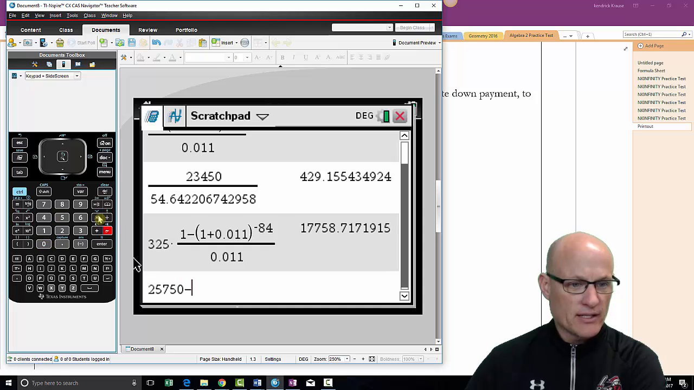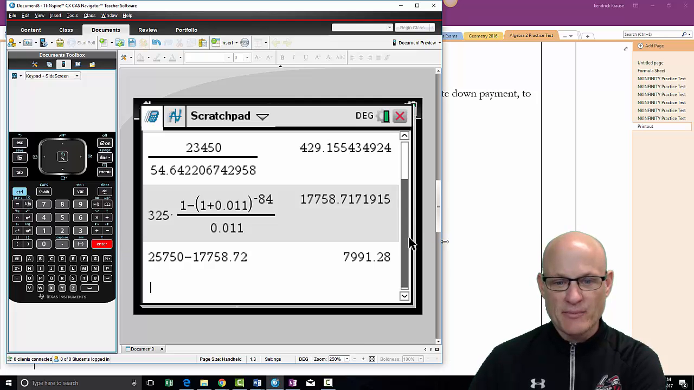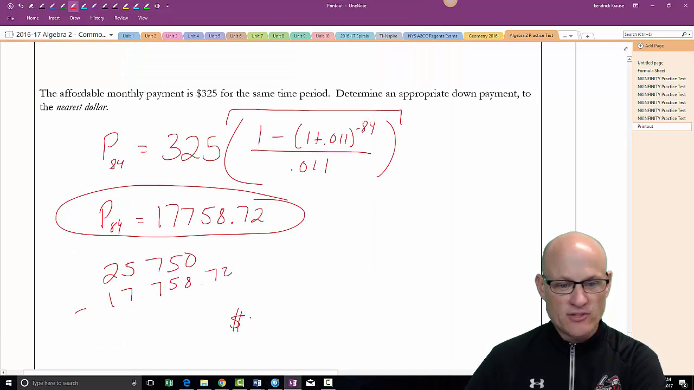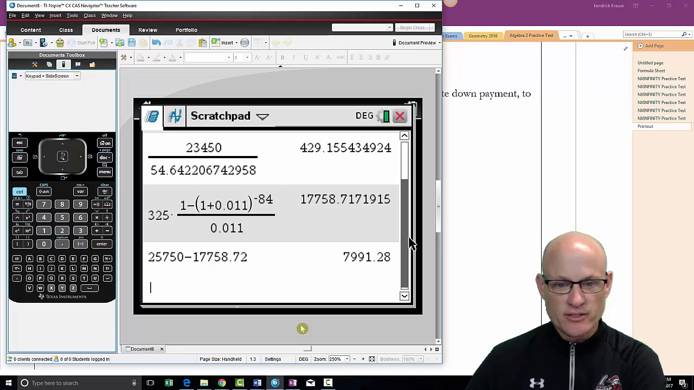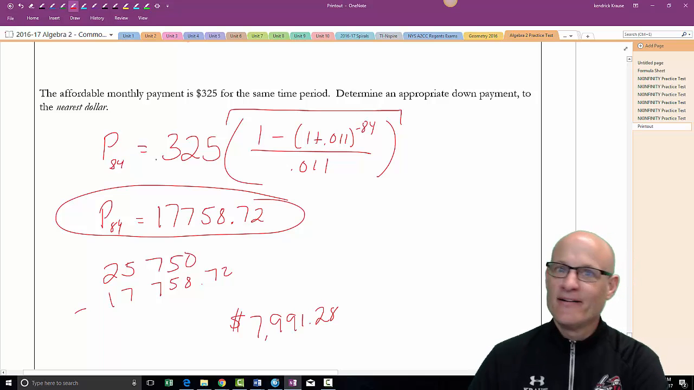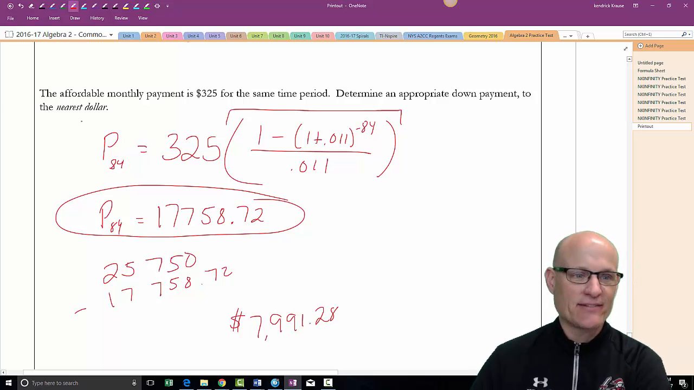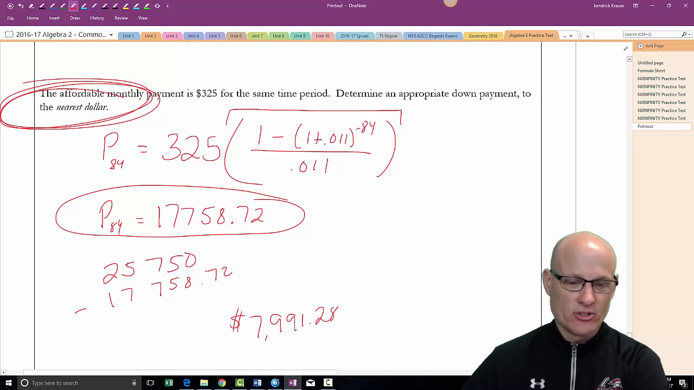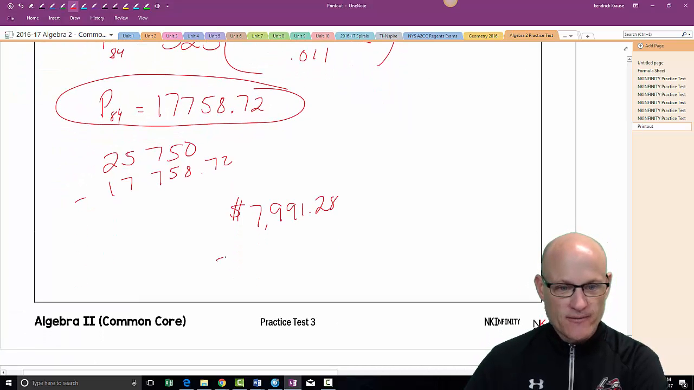So 25,750 minus, and then I'm going to make it 2. So my down payment has to be $7,991.28. Round to the nearest pen... Oh, man. Nasty, nasty, nasty. Round to the nearest dollar. All of a sudden they decide to change it.